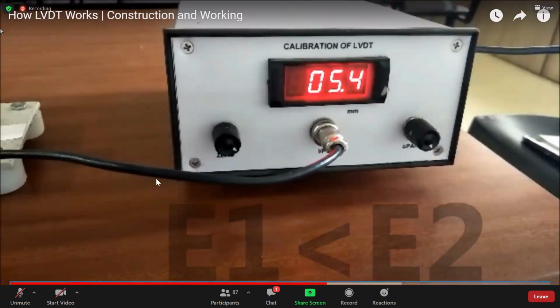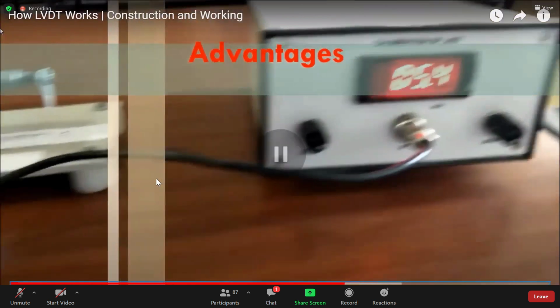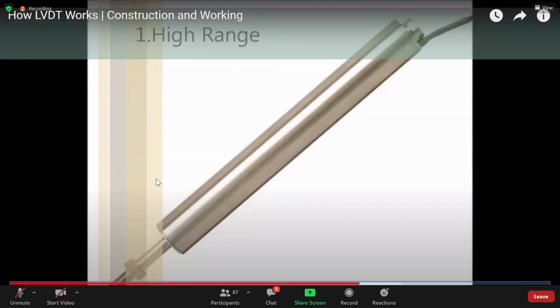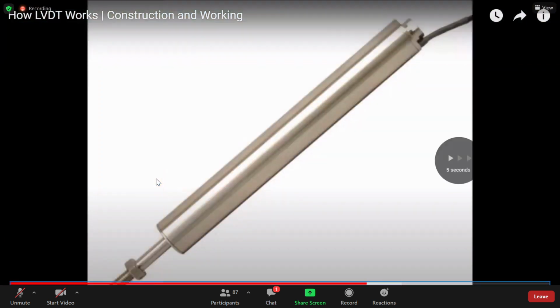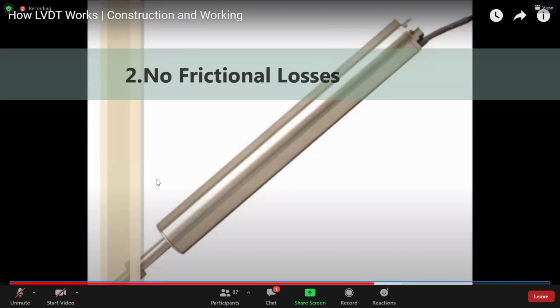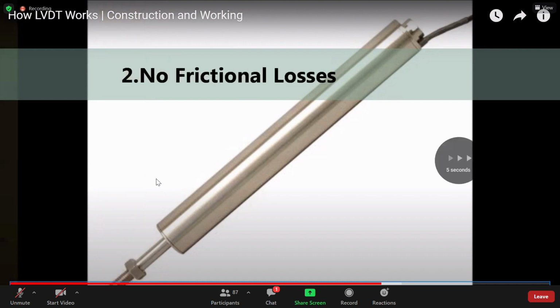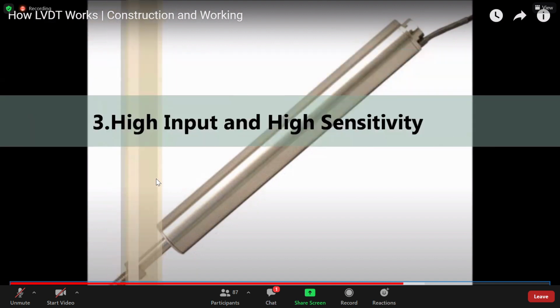The LVDT has many advantages. Now you can see the advantages of the LVDT. We have a high range for displacement measurement, and no frictional losses, because the core does not have direct contact with the primary or secondary coils. It is moving in free air. It also has high input and high sensitivity. Sensitivity means if we move even 1 mm or less than 1 mm, we will get a change in output. That is the high sensitivity.